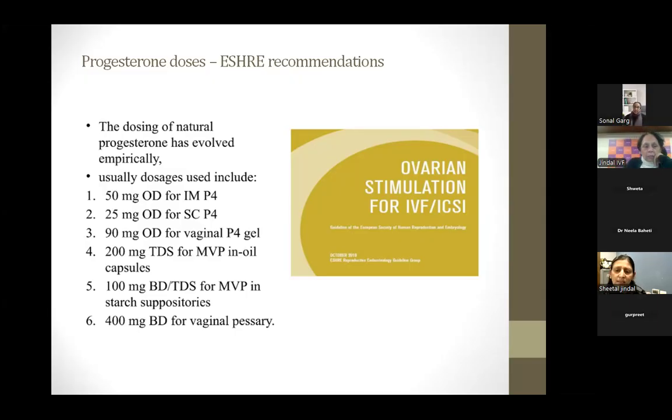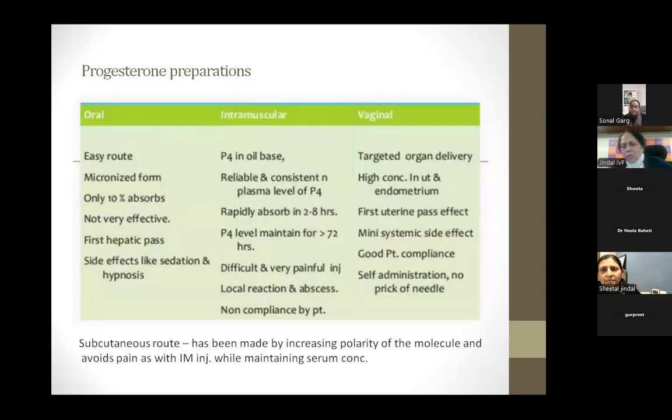Then capsules in oil are available in the dosage of 200 milligrams, and the doses vary. The variation is from 600 to 800 milligrams. It is a 200 milligram single tablet which is available, and you have 100 milligram doses also which are in starch suppositories. And there is a 400 milligram BD vaginal pessary, a sustained vaginal tablet which we get. Why are so many doses available?